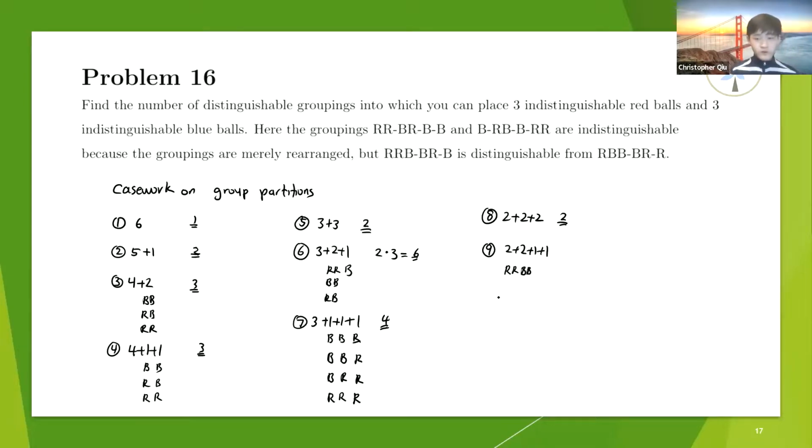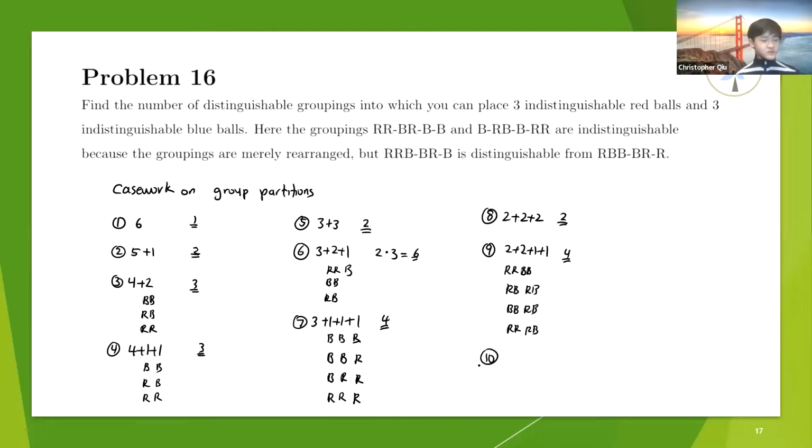So we could have RRBB, which would be the same thing as BBRR, because those are rearrangements of each other. We could also have RB, RB, or BB, RB, or RR, RB. And these are the only 4 possibilities. So in this case, we would have 4 again.